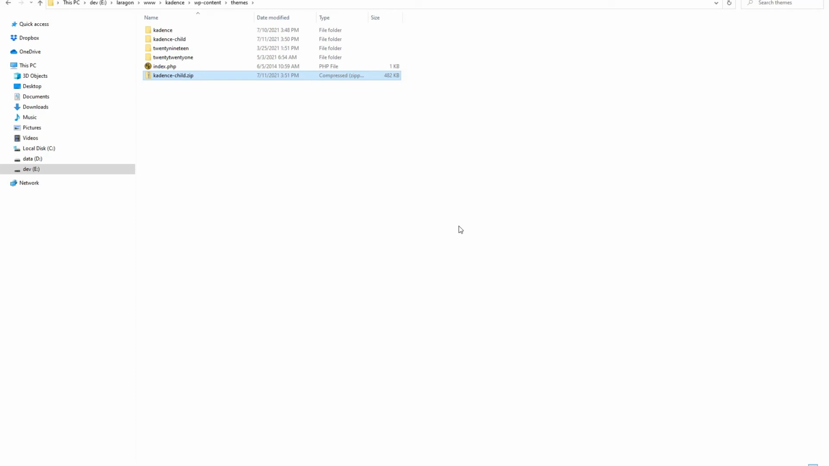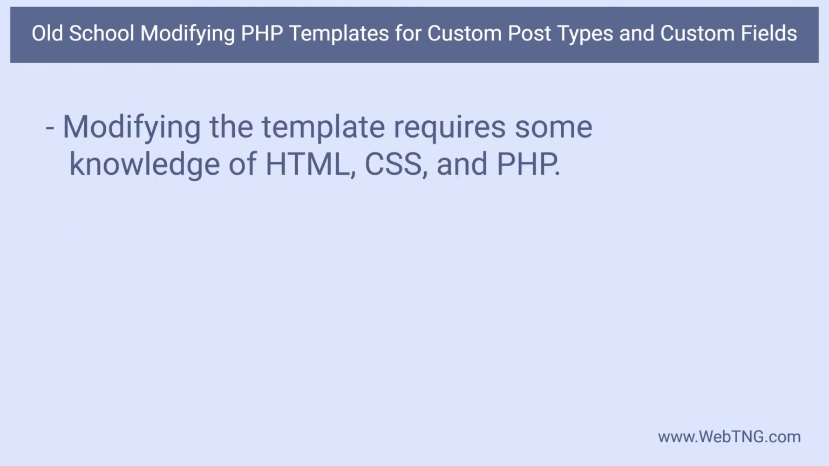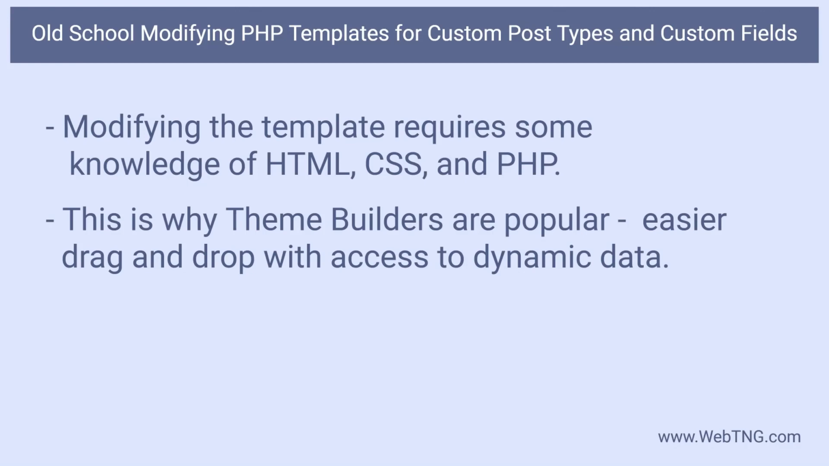Okay, so we've accomplished our task. We made a child theme and we modified it to support the custom post type. Now let's have a little discussion and some conclusions. As you can see, creating the single template by modifying the PHP and adding CSS is a lot more effort than using a theme builder plugin. You need to know some HTML, CSS, and PHP. Yep, now we know why the template functionality of page builders is so popular.